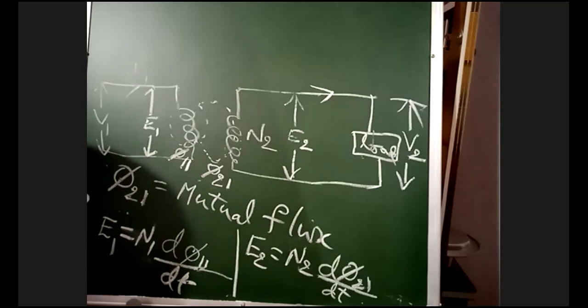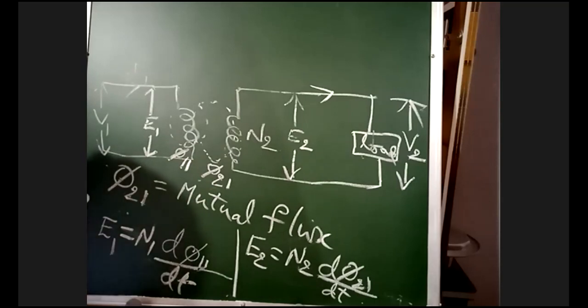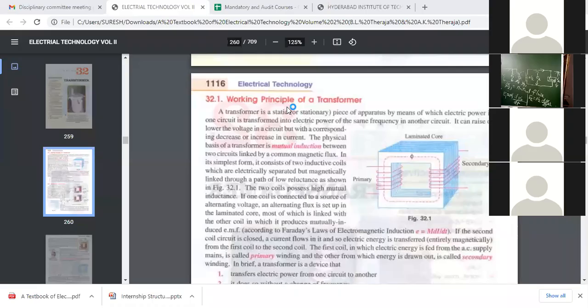Now see in your textbook what they are giving. See working principle of transformer. The basis of transformer is mutual induction between the two circuits linked by a common magnetic flux. In the exam, there is no need to write all these things. The principle in transformer is mutual induction. That's all you have to write. You have to draw this diagram, primary winding and secondary winding, and no need to explain. The principle is mutual induction. That's all.